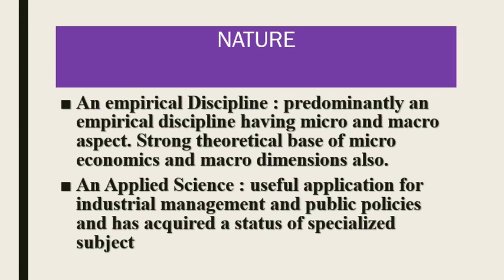Nature of industrial economics: it is predominantly an empirical discipline, having micro and macro aspects. It is empirical because the theory which we learn under micro and macro is applied to the study of industry and the firm. Micro and macroeconomics provide a strong theoretical base, and we also study the macro dimension of those problems. It is also an applied science because it provides information which is applied to studying the problems of industrial management, and we also study the public policies which are applicable to industry. That is why it has become a specialized subject.